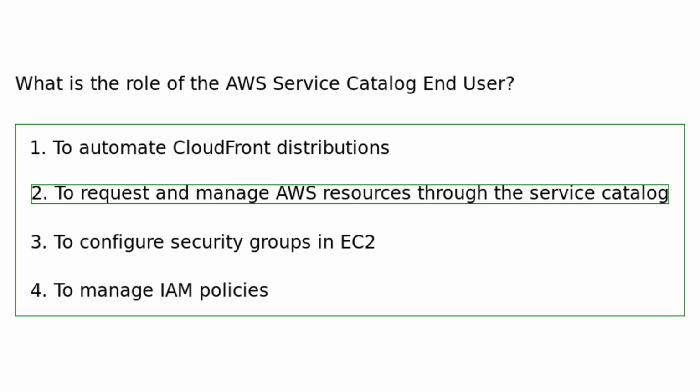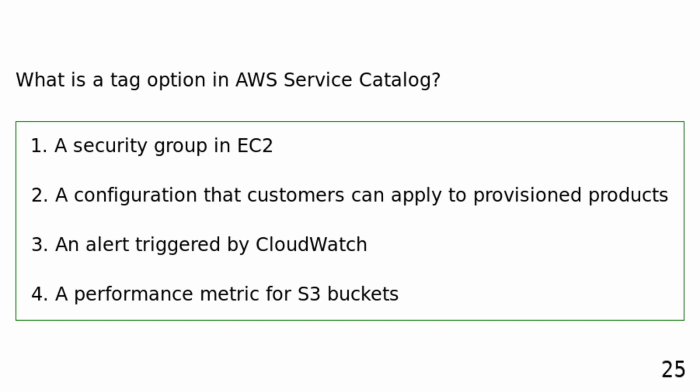What is a tag option in AWS Service Catalog? A security group in EC2. A configuration that customers can apply to provision products. An alert triggered by CloudWatch. A performance metric for S3 buckets.